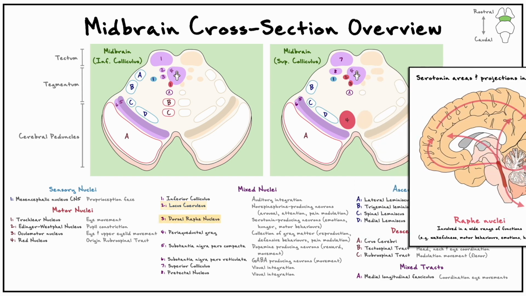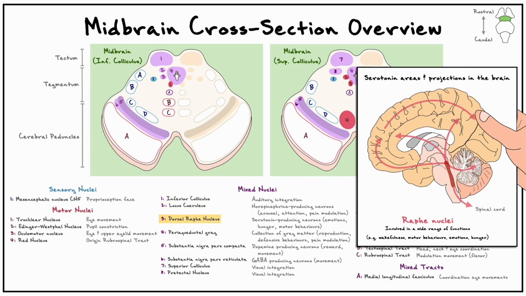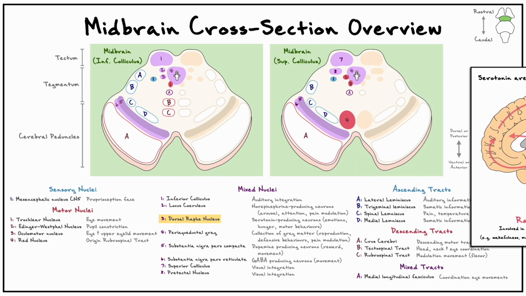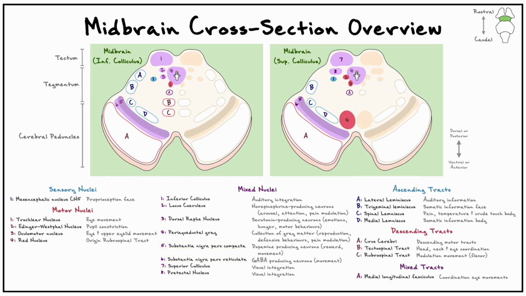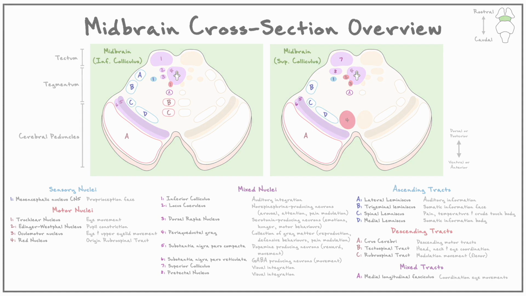Another example of this multi-integrative nucleus is the raphe nuclei, which predominantly contains neurons that release serotonin across the central nervous system and influence our emotions, our hunger, our motor movements, and many more. Some other examples include the substantia nigra, which notably releases dopamine and influences our movements and our perception of reward. Again, these are all structures that for the most part, we will encounter again in upcoming videos about different sensory and motor systems.